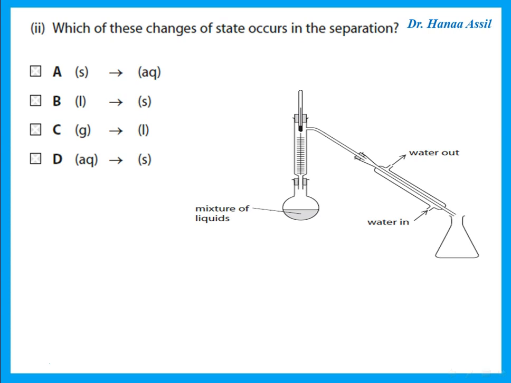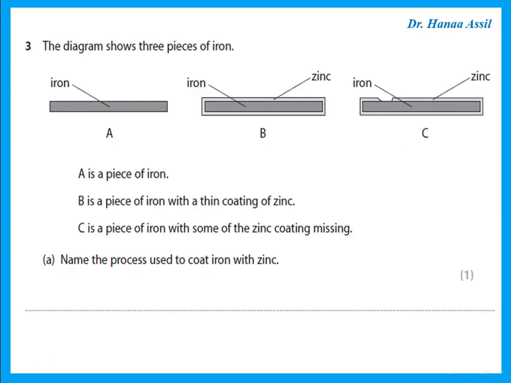Which of these changes of state occurs in the separation? So, which of these is happening? We're not starting with solids. We're starting with liquids, but they're not going to solid. So my answer is C, where we have a liquid. We heat it, it becomes a gas, and then when it goes into the condenser, it changes from gas to liquid. So that is the change that occurs. That is, of course, condensation.